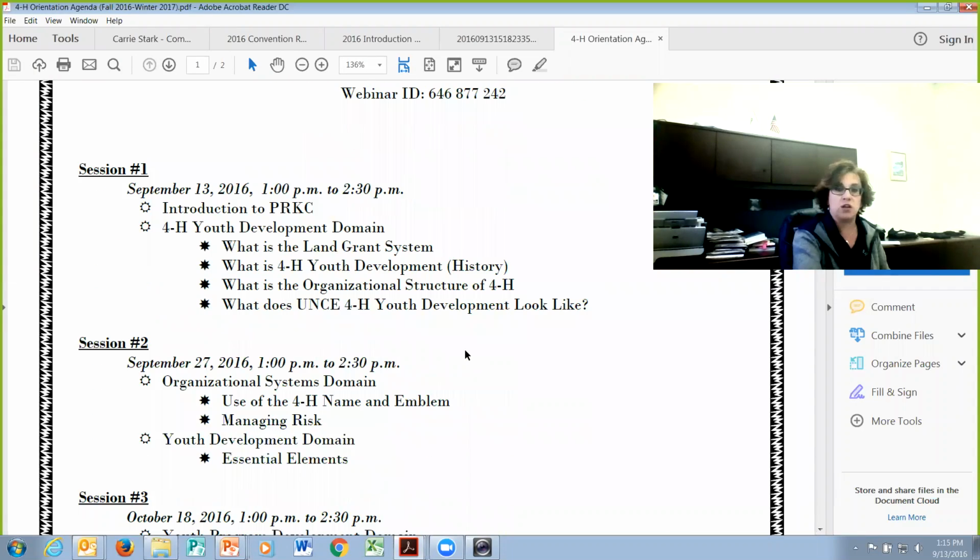In 2 weeks, there are going to be sessions on organizational systems domains. So you're going to be learning about the use of the name and emblem as well as managing risk. And then also the youth development domain talking about the essential elements. So that's how those topics were picked.